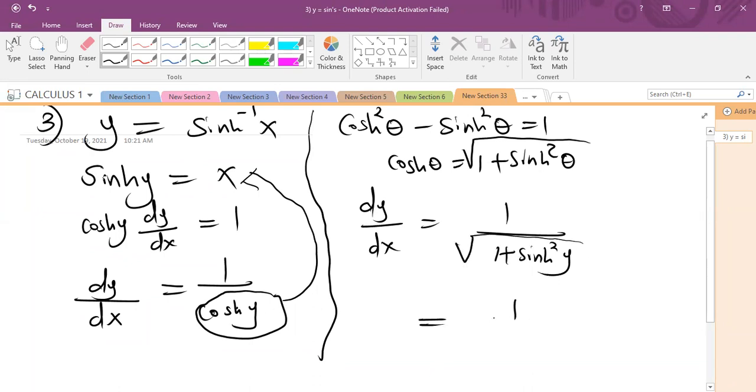So our final answer is 1 over the square root of 1 plus, instead of sinh squared y, we will write x squared. And that is how you differentiate inverse hyperbolic functions, guys.